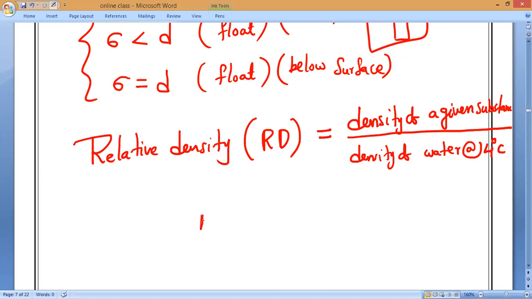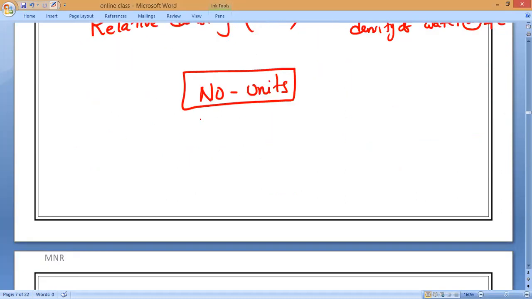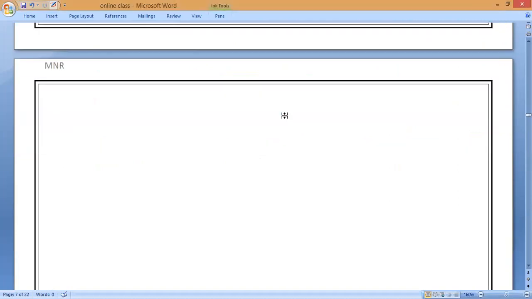Relative density has no units. No units are there for relative density. Is it okay? Yes, sir. That is one. Now, according to relative density, we can also make conclusions.